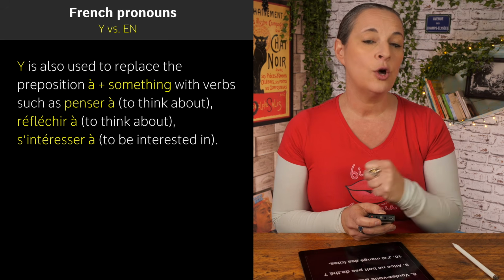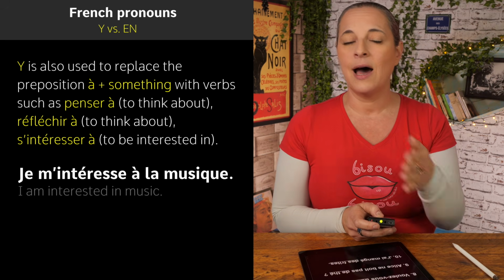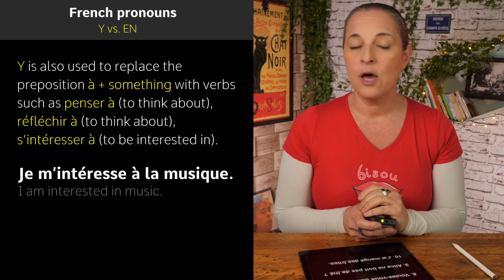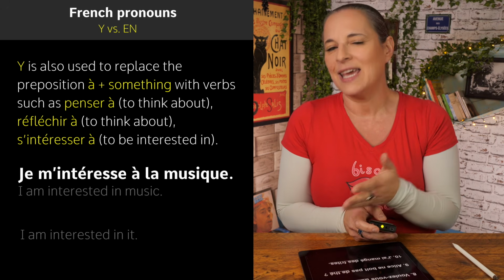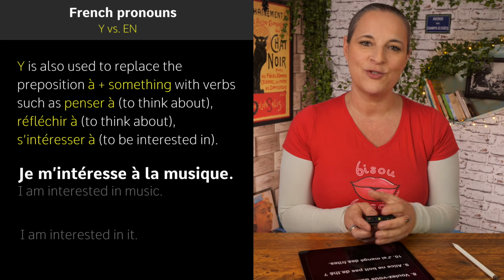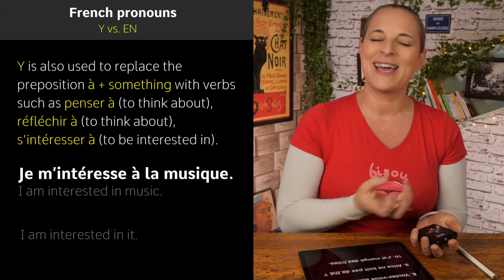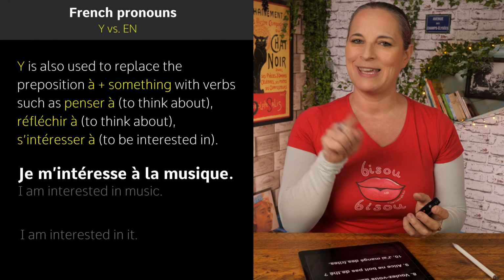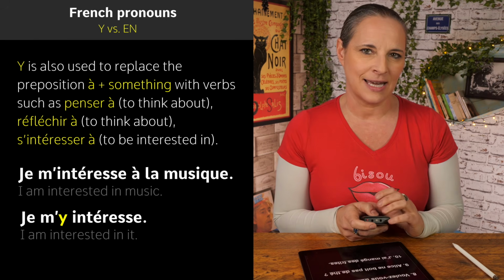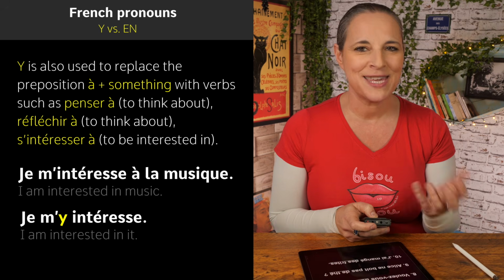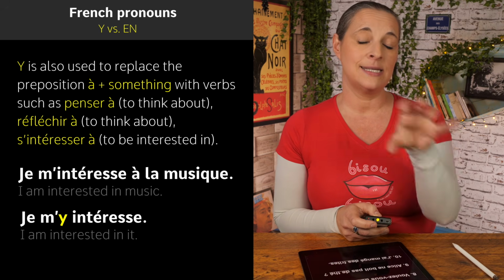For example, je m'intéresse à la musique. I am interested in music, but you would like to say I am interested in it. Then we drop à la musique. We put à la musique and we transform it into y, and that becomes je m'y intéresse. Je m'y intéresse. Can you see what's happening here? Okay, so this is y.